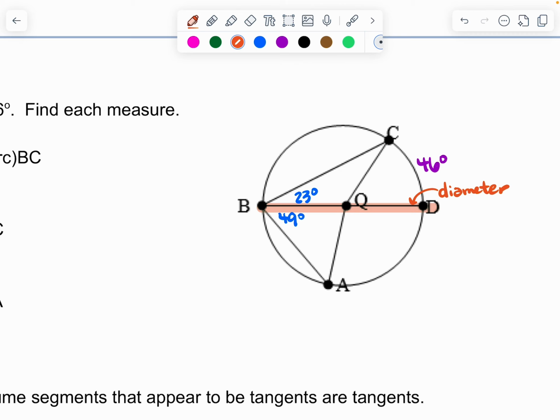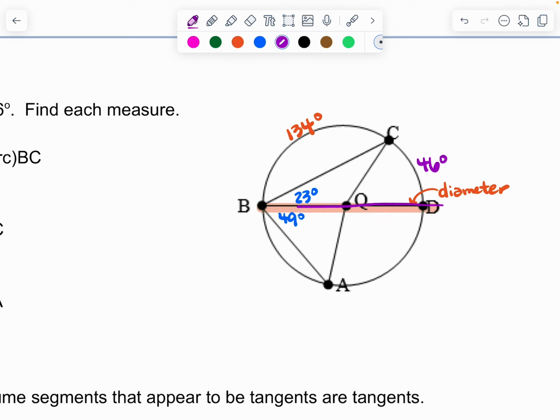Right? Because if that's a diameter, again, I can fill in all the rest of these arcs. I know every single other arc in this picture because this top half is a semicircle. So I know that all of that is going to add up to 180 degrees, which means this arc has to be 134 degrees, right?